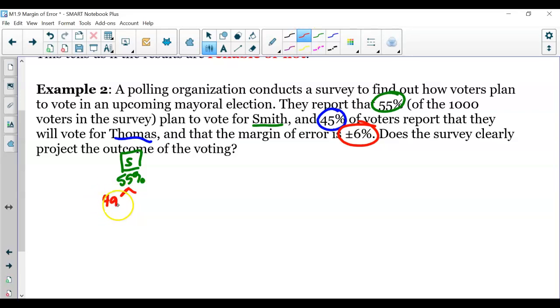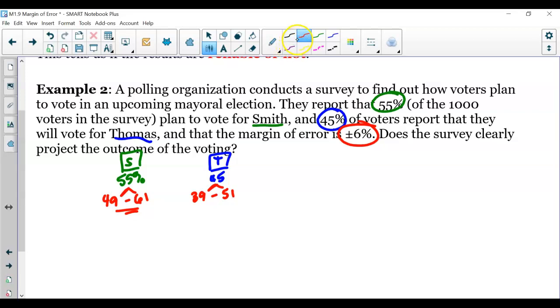So 49% to 61%. Again, this is just an interval, an idea, an estimate right now. This is not always going to be 49. So then Thomas right now is at 45%, but according to our margin of error, 39% to 51%. So can we predict that Smith is the winner right now?